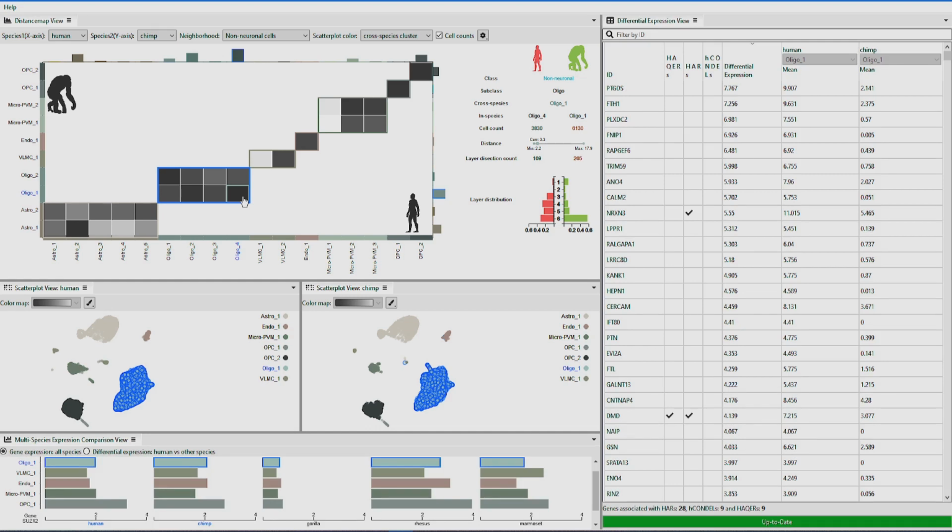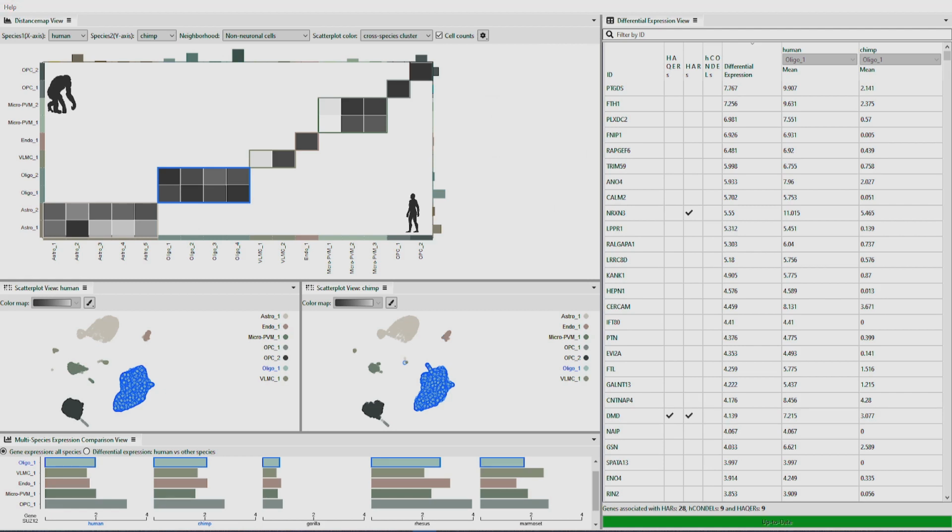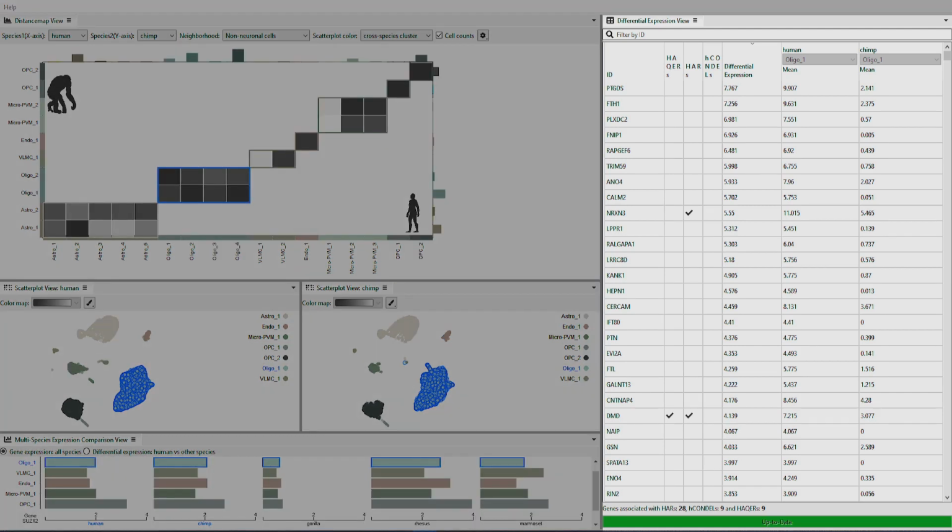Therefore, we want to further explore this cross-species cluster block on a gene level. In the differential expression view, we find that the table is sorted based on the positive maximum differential expression values. We scroll down to identify a highly differentially expressed gene with a H-condal value associated with it. We find that the LAMA2 gene has a H-condal value associated with it. We also see that it has a higher expression value in human than chimp.